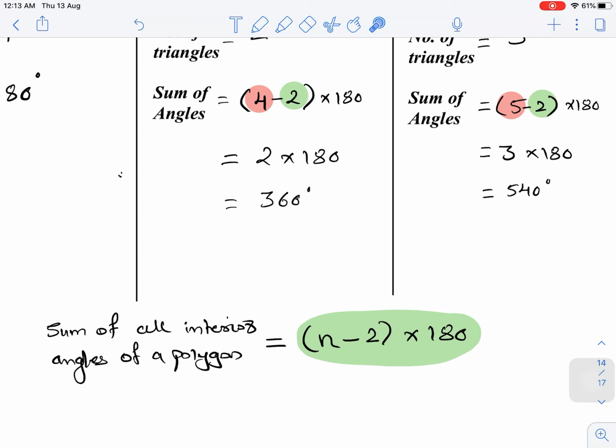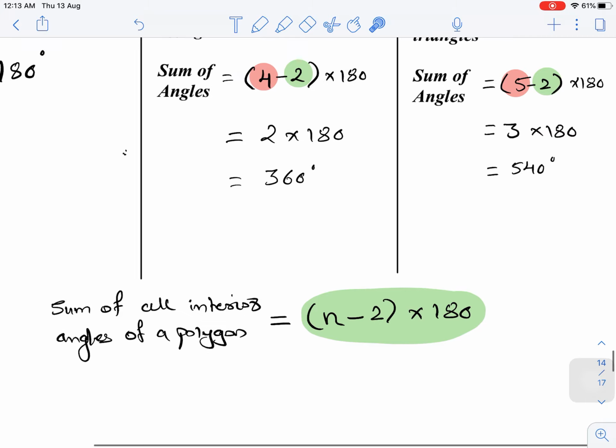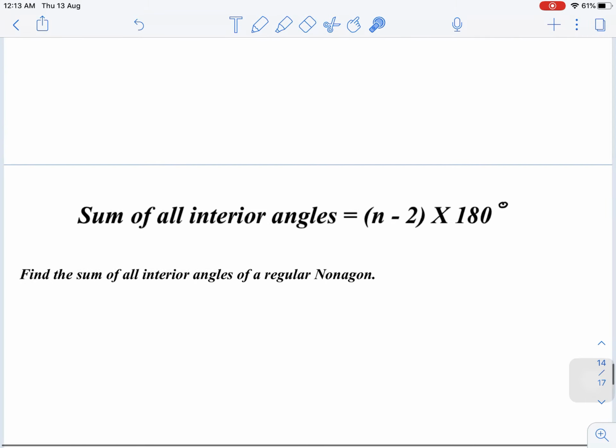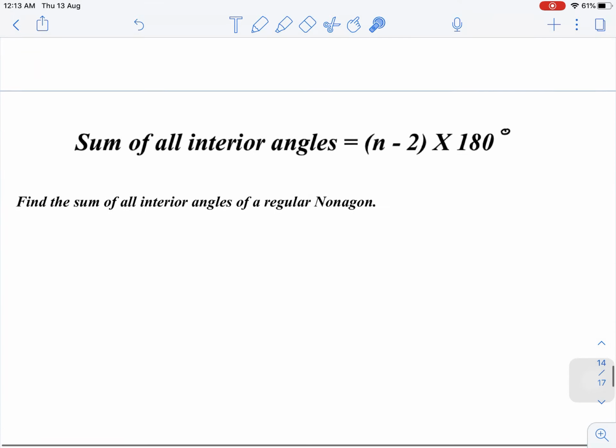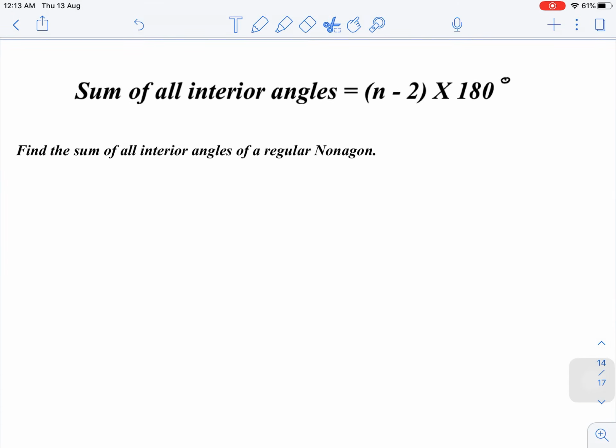Okay, so now let us consider some examples based on this one. Here we have our formula: the sum of all interior angles equals n minus 2 into 180 degrees. Now here we have an example: find the sum of all interior angles of a regular nonagon. Let us try to find its solution.